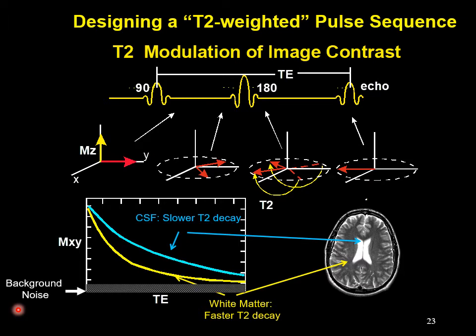If TE is very long, the signal from all the tissues has decayed away to the point of almost being in the range of electronic noise. So the amount of signal everywhere is very low. The image will be very grainy, and it is diagnostically of poor quality.